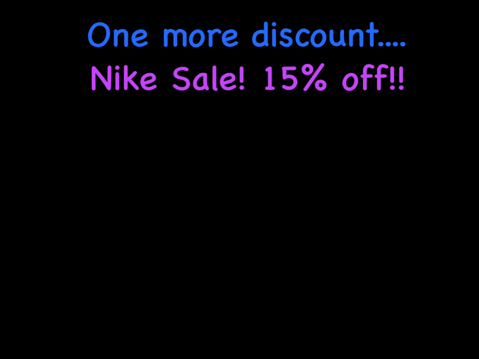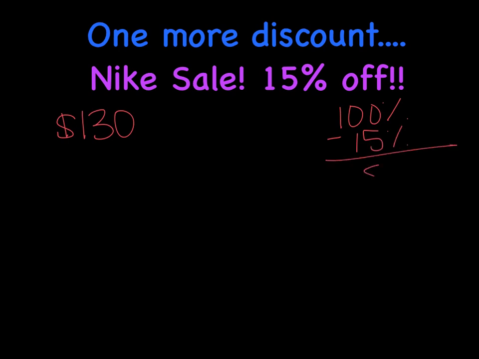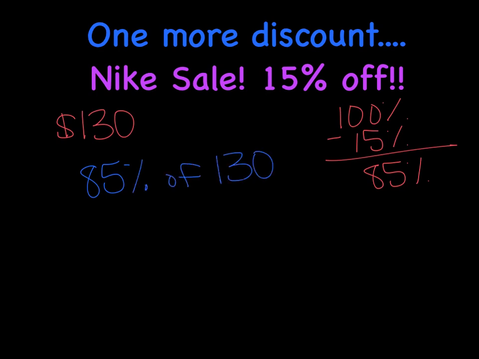Let's do one more example. Let's say that you really want a new pair of Nike Roshis, and they sell typically for $130. However, they are having a 1-week special for 15% off. Well, that means that if you don't have to pay for 15%, paying for all of it would be 100%. But 100% minus 15% would mean that you are really paying for 85% of that normal price. So you are going to pay for 85% of the 130.